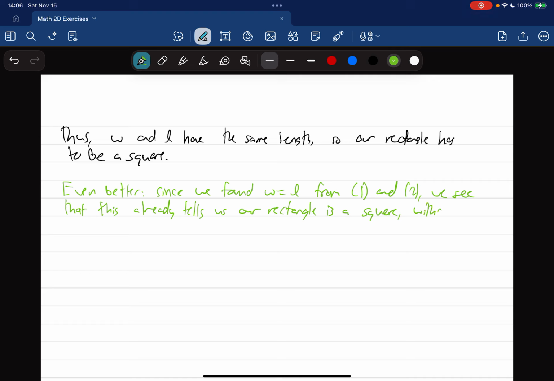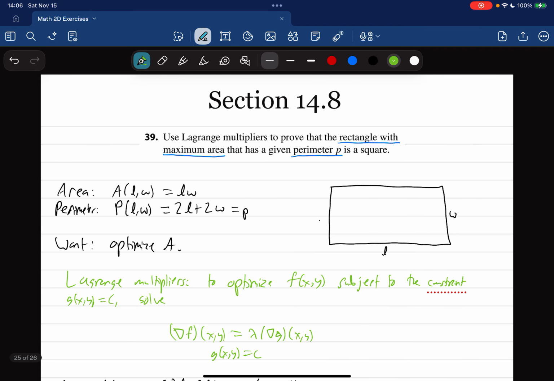And importantly, without needing to find W and L explicitly. And there we have it. In fact, as we have found right now, to get a rectangle with the maximum area subject to it having a fixed perimeter p, the only way to attain that is to make our rectangle a perfect square, as desired.